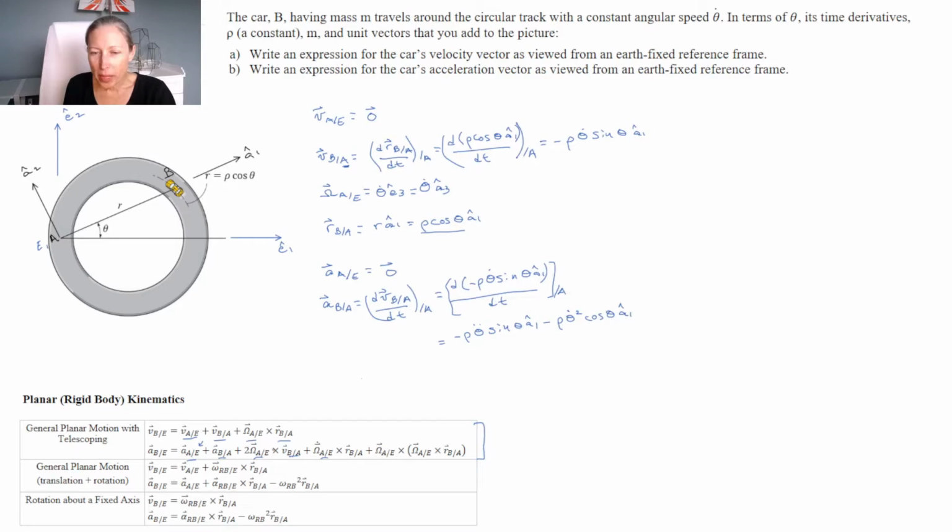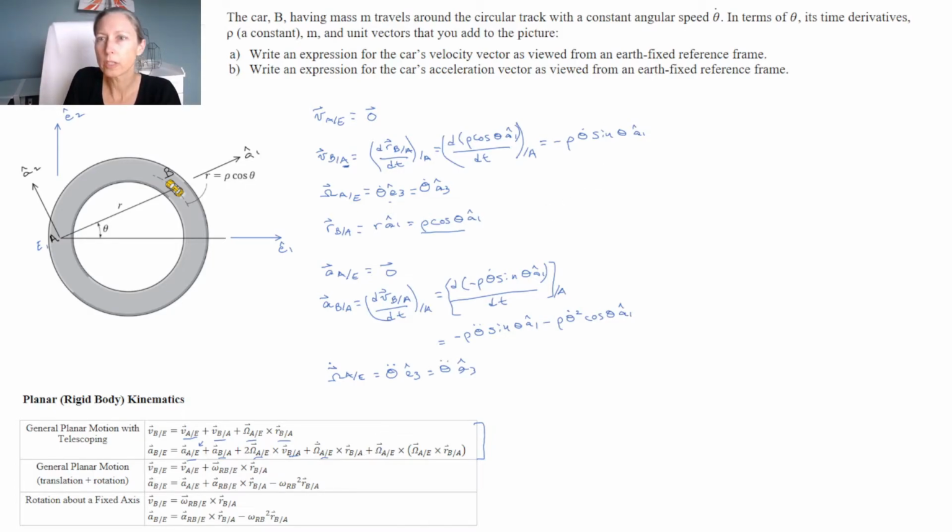We have omega, we have the velocity of B with respect to A. Okay, so we're going to need omega dot, omega dot of A with respect to E. And this is just the time derivative of theta dot E3 or theta dot A3. So this is just going to be theta double dot E3 or theta double dot A3. And I think we have everything else. So we should be ready to go.